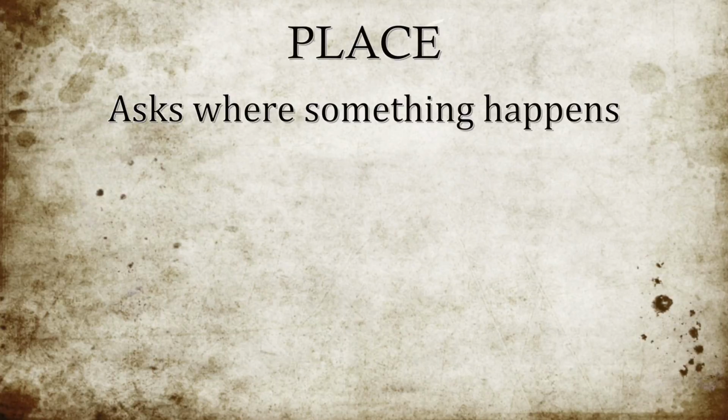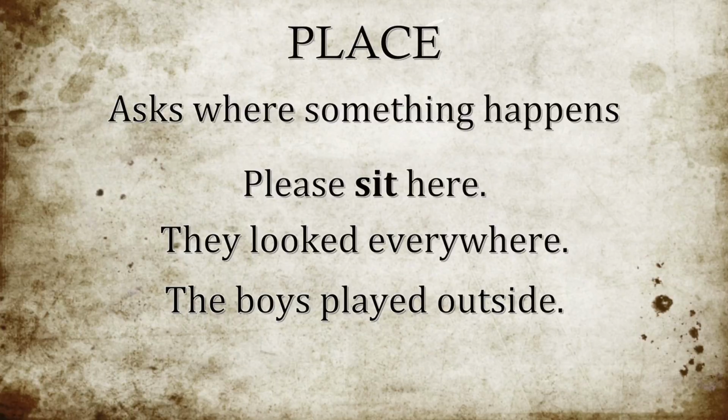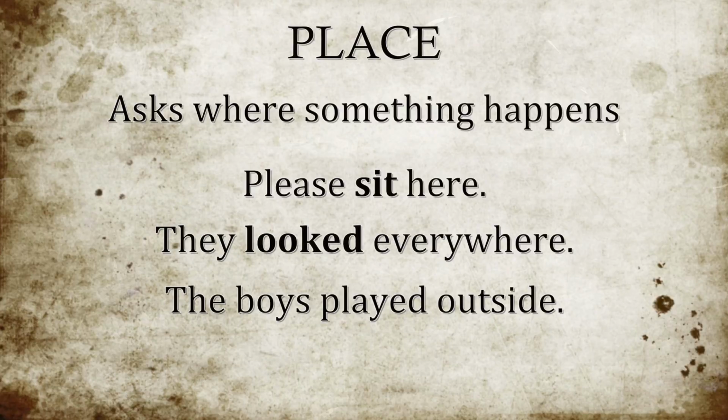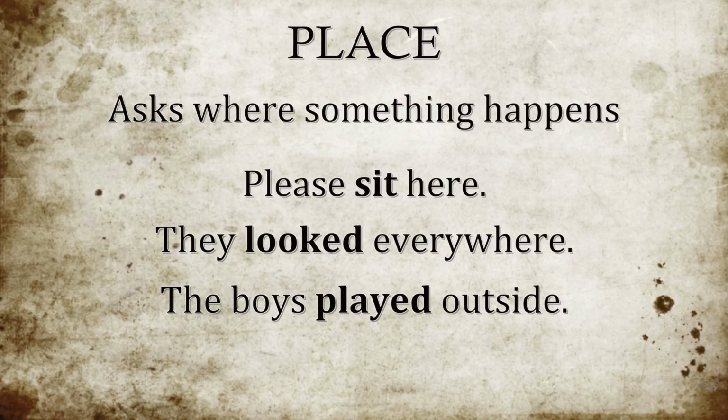So if I offer the sentences, please sit here, or they looked everywhere, or the boys played outside, those are some sentences. Let's follow the rules to locate our adverbs. Rule number 1 is find the verb, adjective, or adverb. We do not have any adjectives. We do not have any other adverbs that would modify to find another adverb, so we're left with verbs, so we need to locate the verbs first. So our verbs in these sentences would be please sit here, being sit, they looked everywhere, looked, the boys played outside, played. So now we've identified the verbs that are being modified.